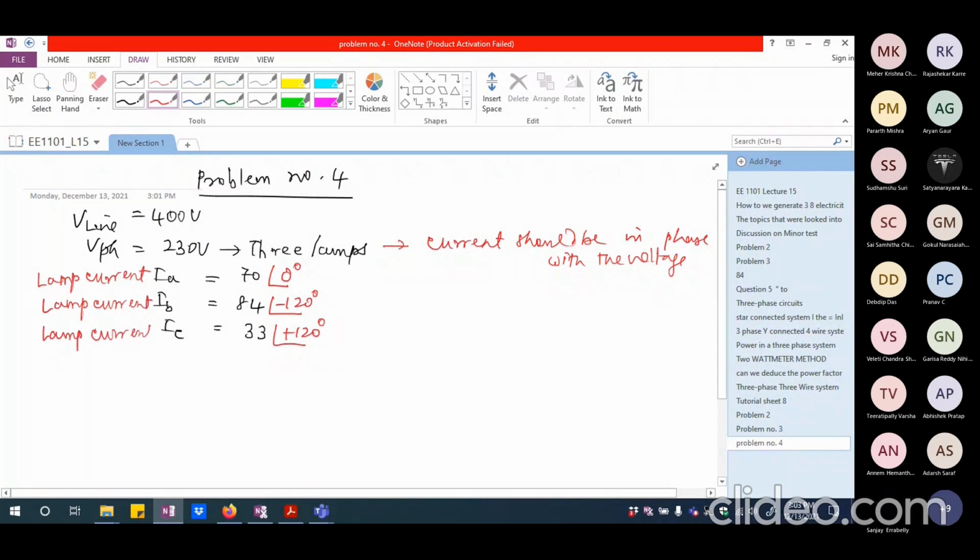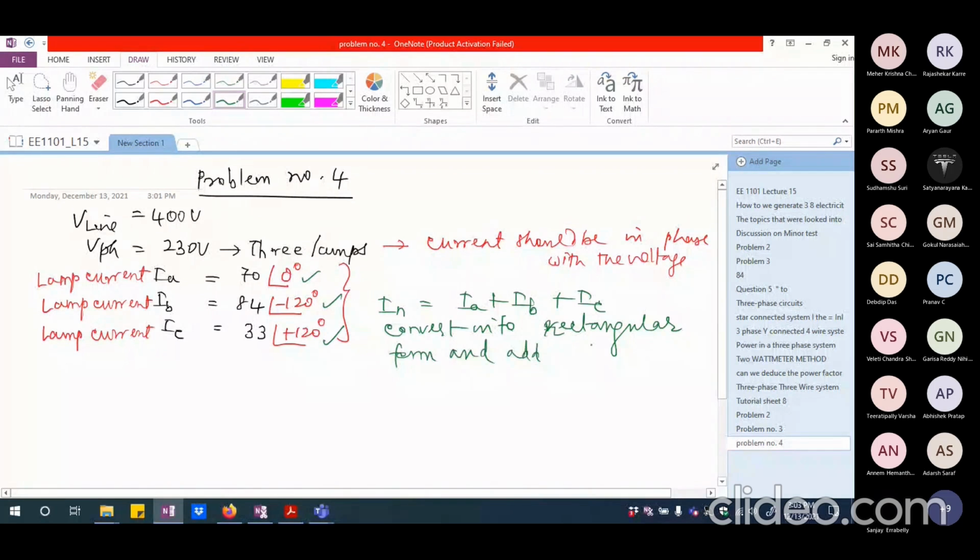Now, in this case, I neutral is equal to IA plus IB plus IC. So when you add, please convert these into rectangular form. Then it is easier to add. I'm not doing it. I'm going to ask you to do it.